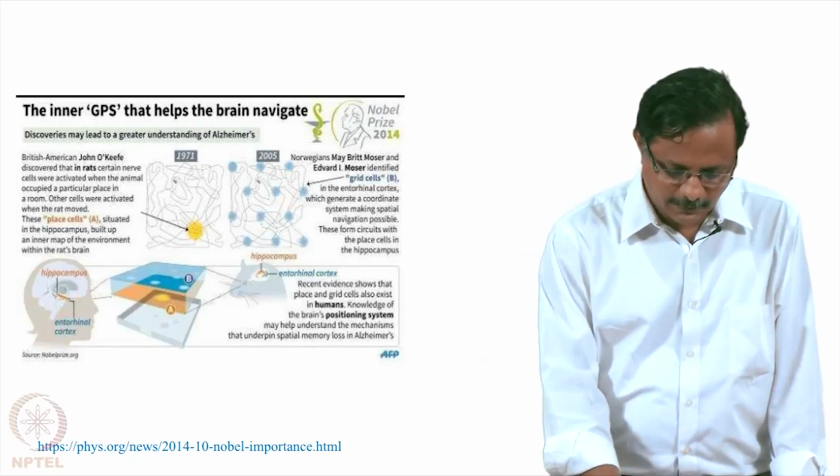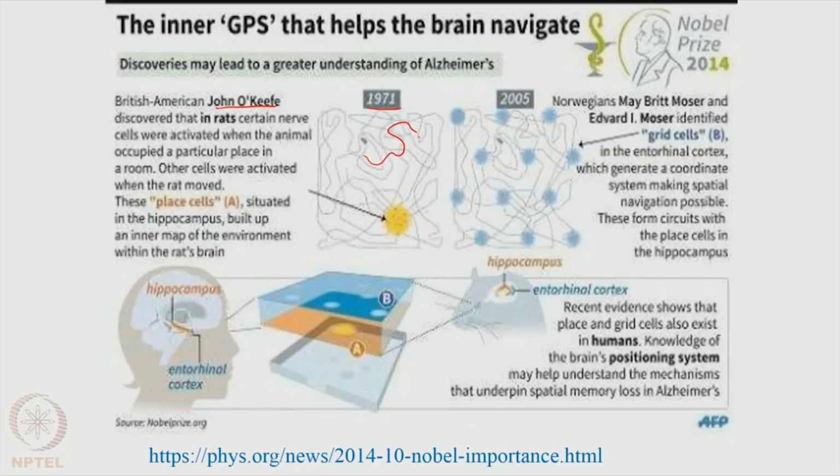In this case you can see these zigzag paths. These are the paths of a rat moving around in a maze, and whenever the rat comes to a certain location, the place cells fire. That means that cell represents that location in the maze. Similarly, later on in 2005, the couple May-Britt Moser and Edvard Moser discovered new kinds of cells. These cells also fire whenever the animal is at some location, but they do not fire at only one location; they fire at multiple locations. The same neuron fires when the animal is at any of these multiple locations.